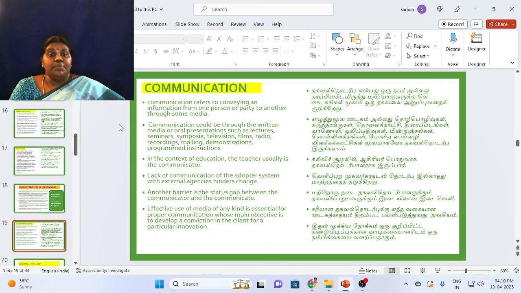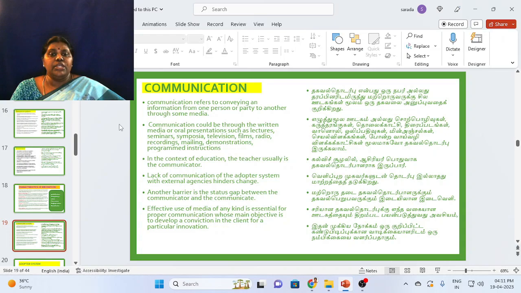Next, we will discuss the third element, communication. Communication refers to conveying information from one person or party to another through some media. Communication could be through the written media or oral presentations such as lectures, seminars, symposia, television, film, radio, recordings, mailing, demonstrations, programmed instruction. In the context of education, the teacher usually is the communicator.